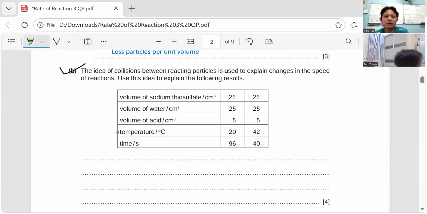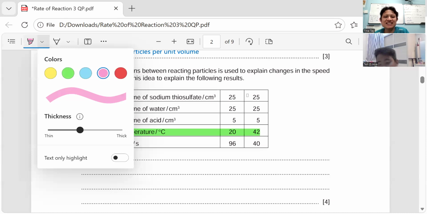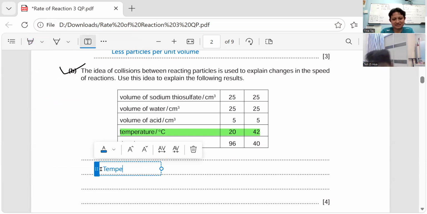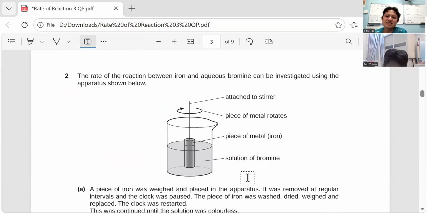They are only talking about temperature here, everything else is the same. Particles have more kinetic energy, so more particles can achieve the activation energy, so more frequent effective collisions. Correct.